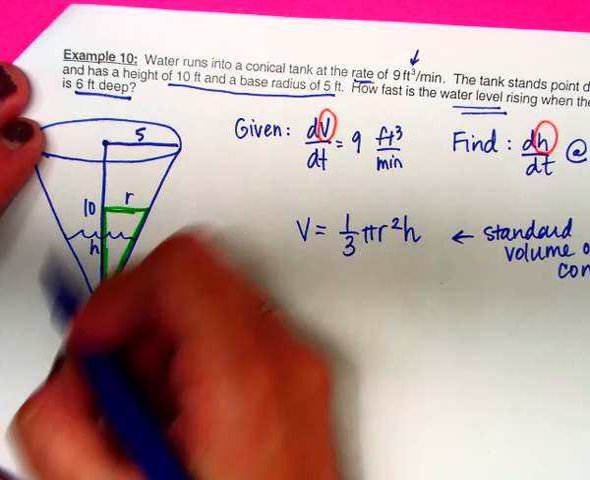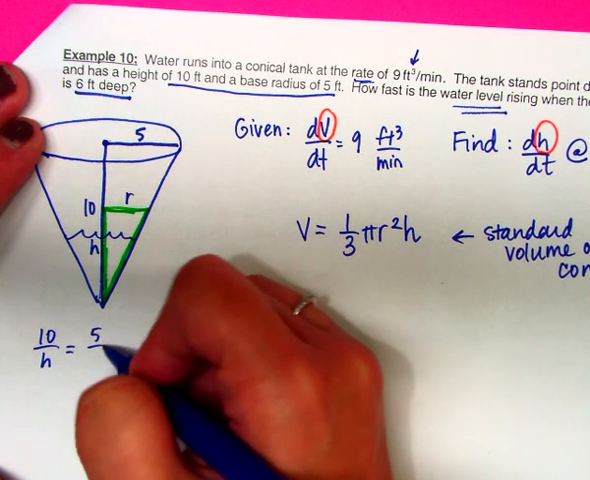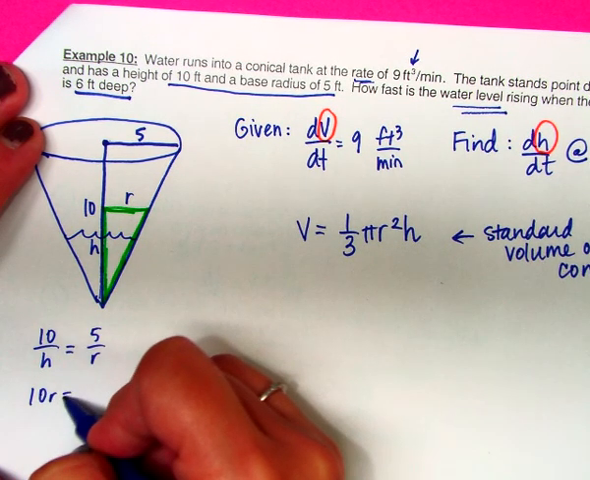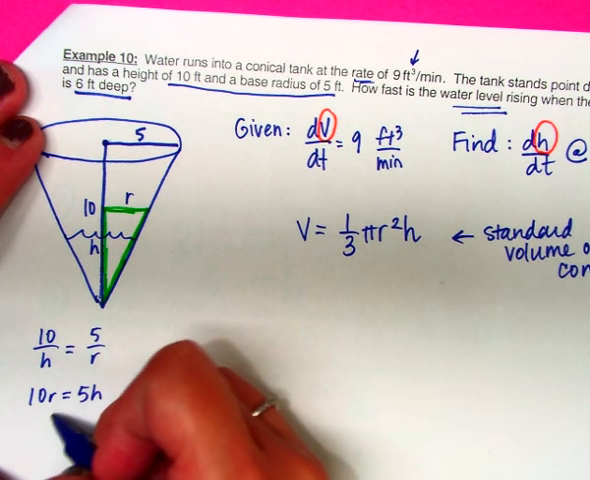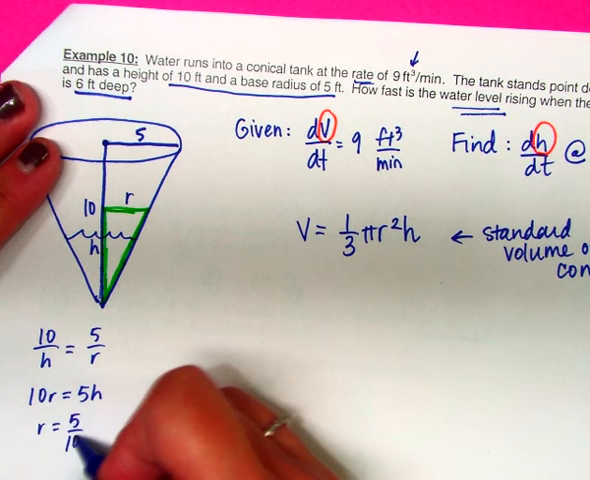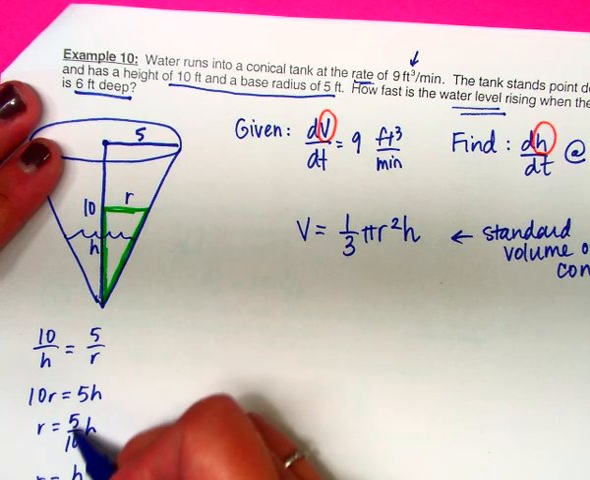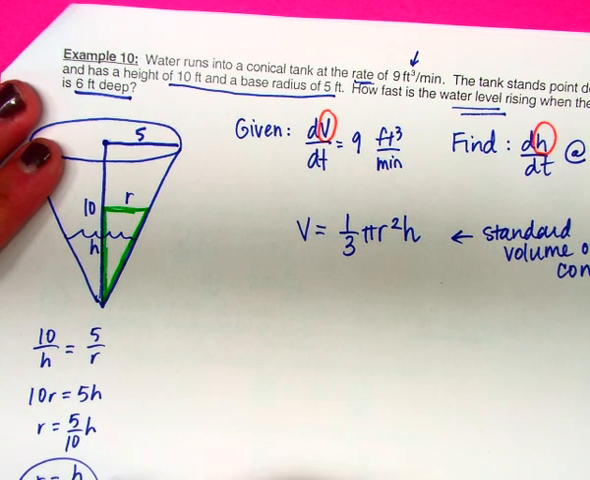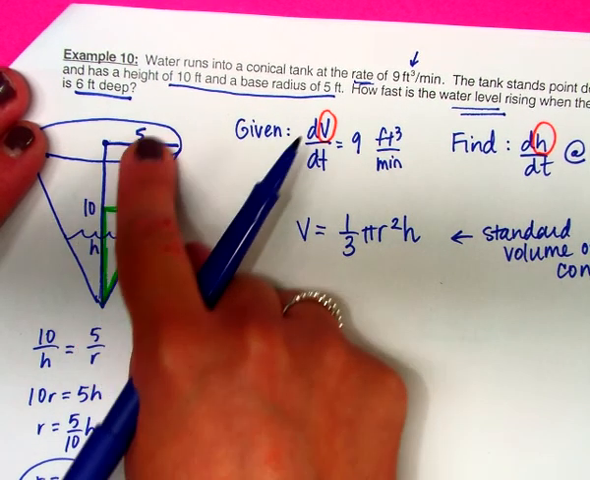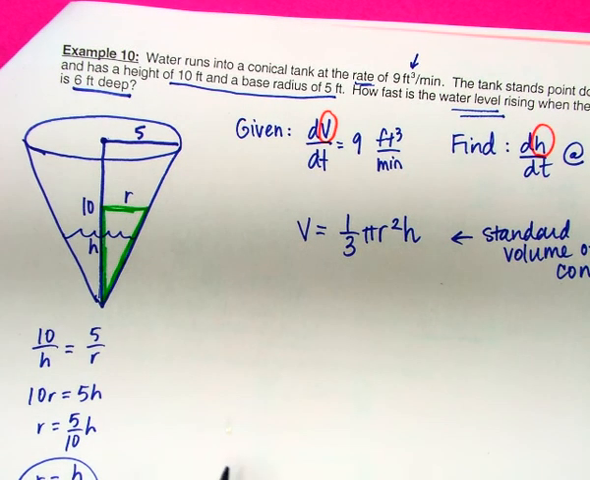So if I set this up, I could get 10 is to h, right, as 5 is to r. Cross multiply; you could set this proportion up in like 100 different ways. And I'm going to go ahead and solve for r by dividing by 10. So I get 5/10 h, but that's better known as h over 2, right? 1/2 the height this way, okay? So you can read that right from here, right? You can see that the radius is half of the height, okay? So you could just input it from there too.